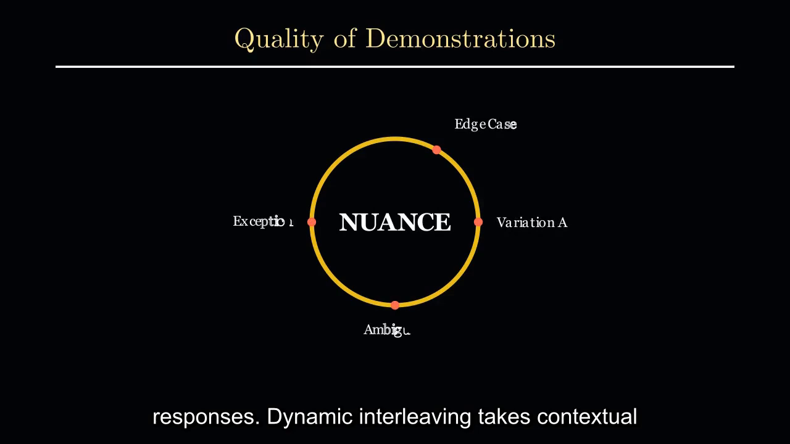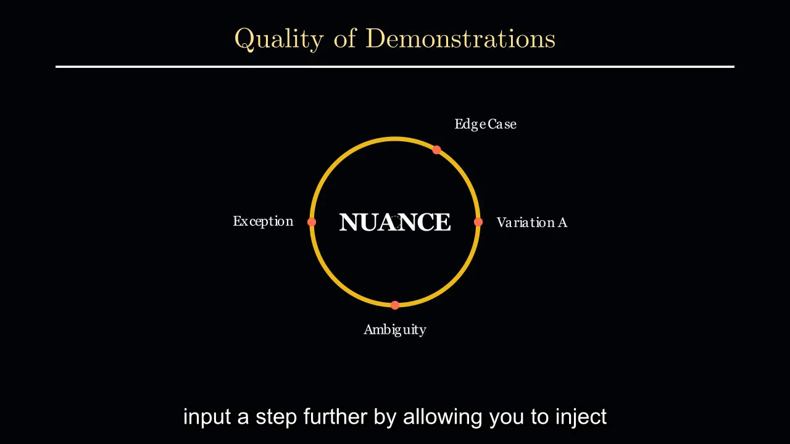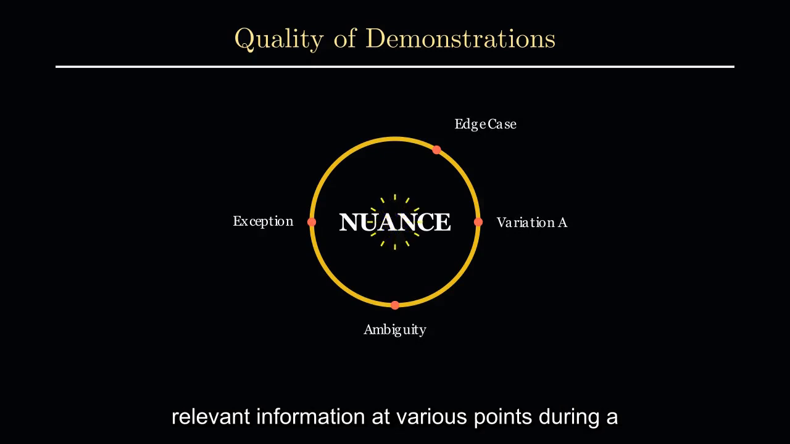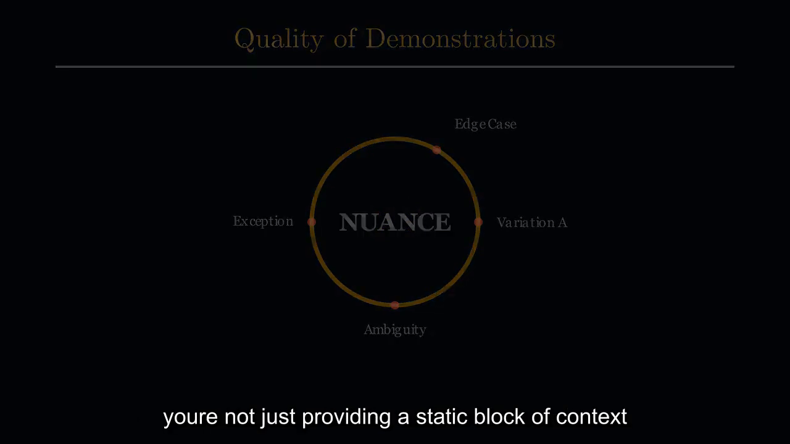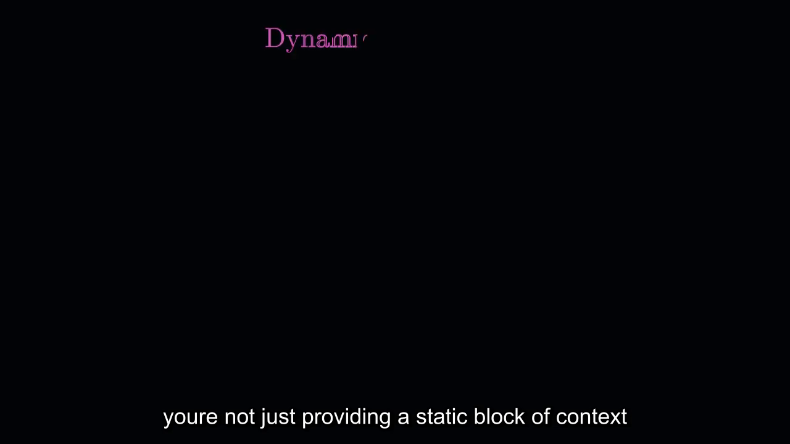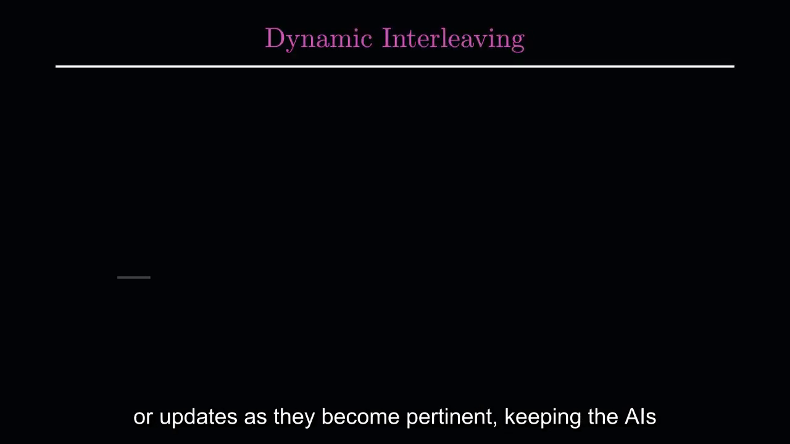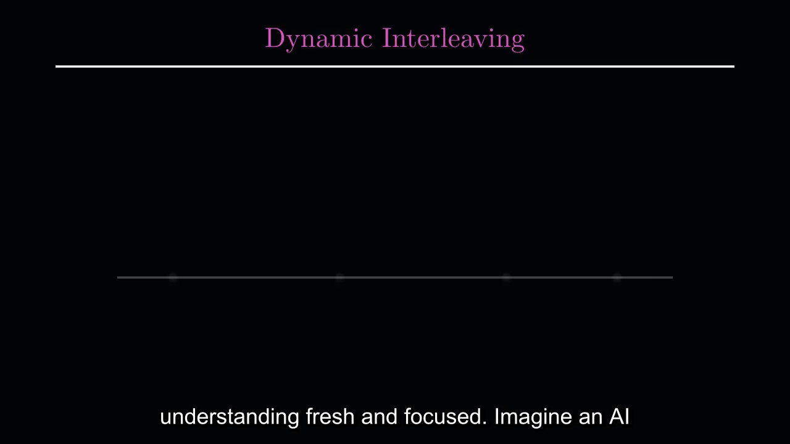Dynamic interleaving takes contextual input a step further by allowing you to inject relevant information at various points during a conversation or task. This adaptive approach means you're not just providing a static block of context up front. Instead, you're weaving in specific details or updates as they become pertinent, keeping the AI's understanding fresh and focused.